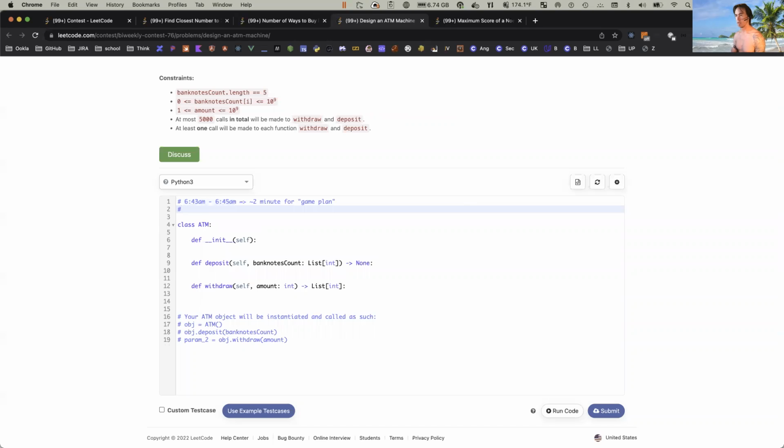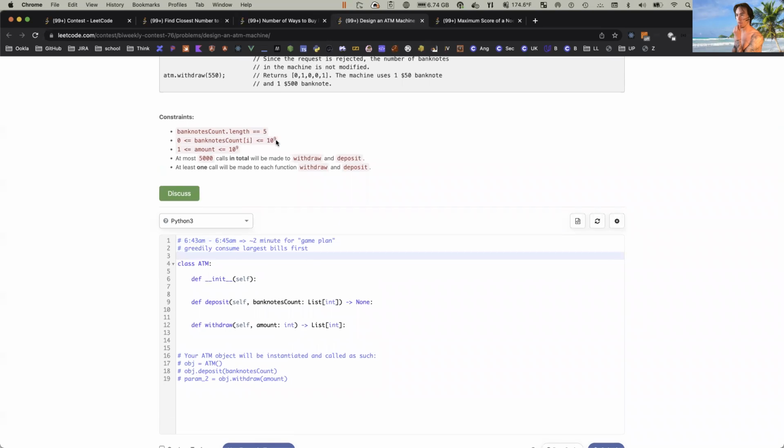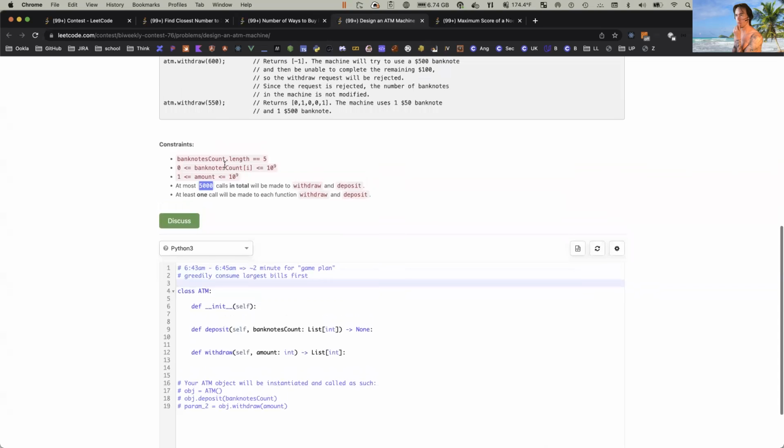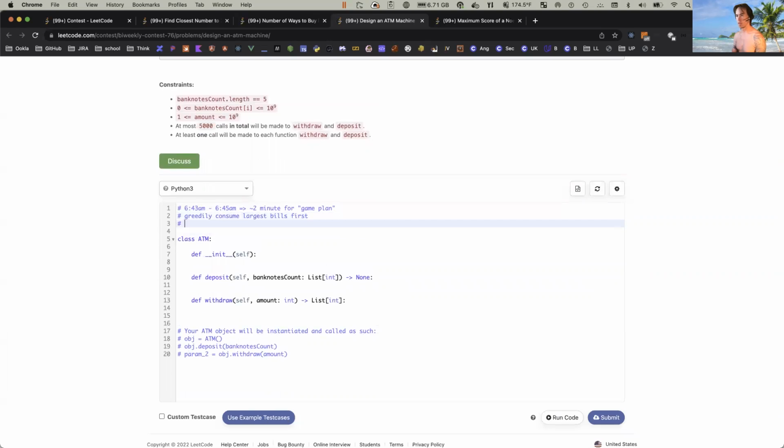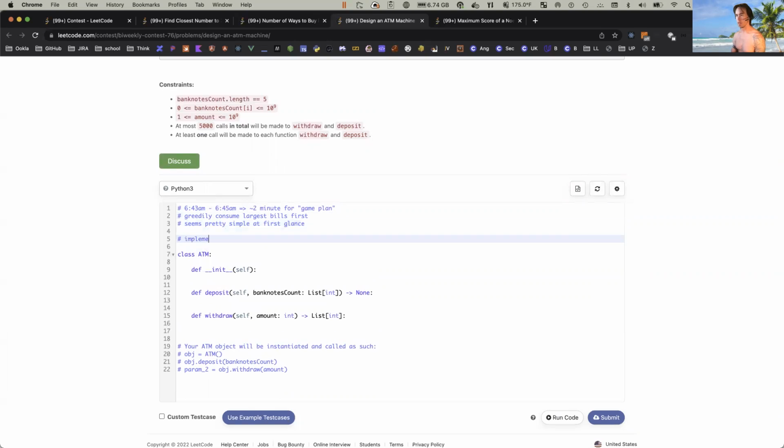The game plan is this, right? Just greedily consume the largest bills first. Banknote count, though, there's a billion of these things. The amount is 5,000 calls, at least one call made to these. There's 5,000 calls. It should be fine. It seems pretty simple, right? Seems pretty simple at first glance. Let's see what happens. Implementation.